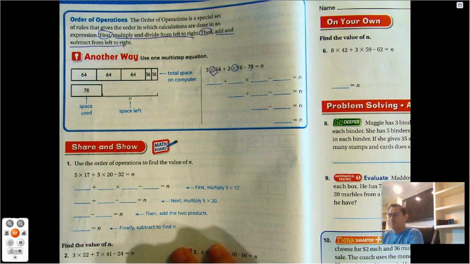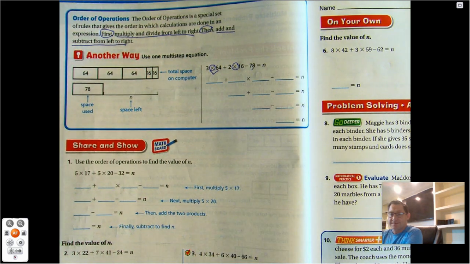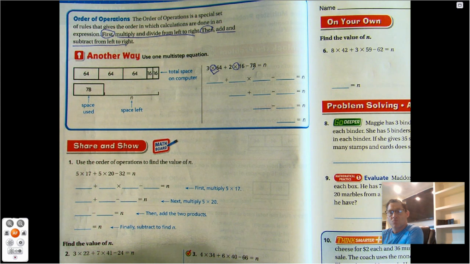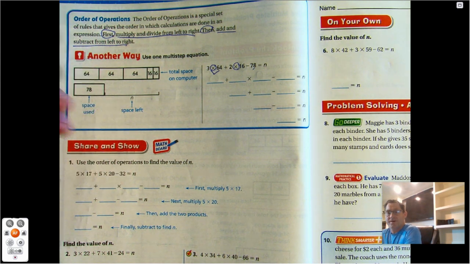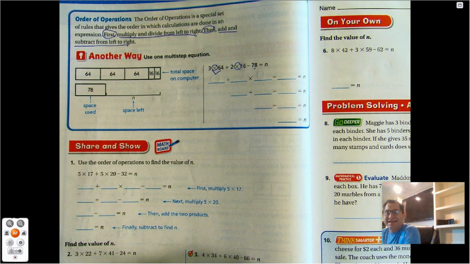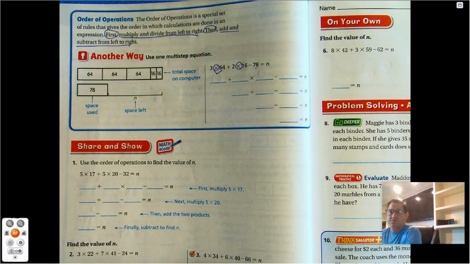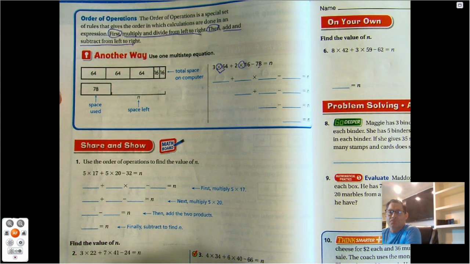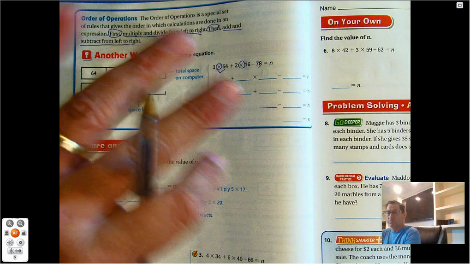Now, there are 2 other things that are a priority in expressions. We haven't discussed those at this point, but if you see a parenthesis or exponents in a problem, you do have to do those 2 things first. But for right now, we're just focusing on, if you have multiplication and division, you do that left to right. If you have addition and subtraction, you also do that left to right. Okay, but multiplication and division first over addition and subtraction.